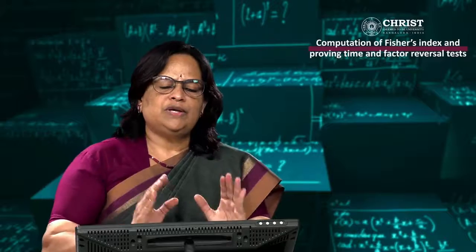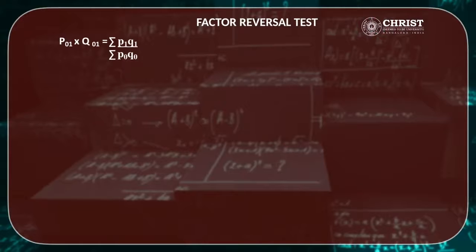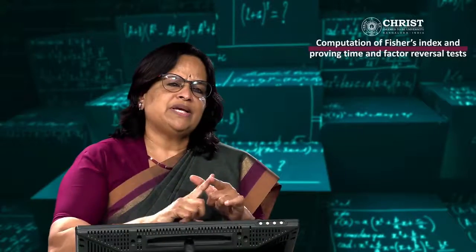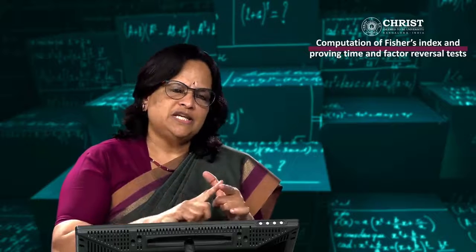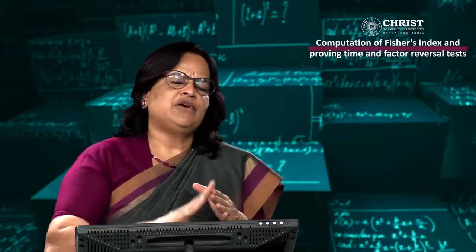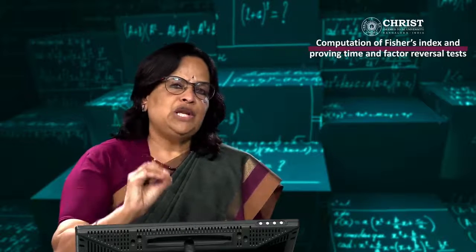Now we have to prove the factor reversal test, that is P01 into Q01 is equal to sigma P1 Q1 divided by sigma P0 Q0. That means interchanging price with the quantity. What all values you have considered as price, you are considering it as quantity. Whatever quantity you have considered, you are considering it as price. So the ultimate value should be the value index.